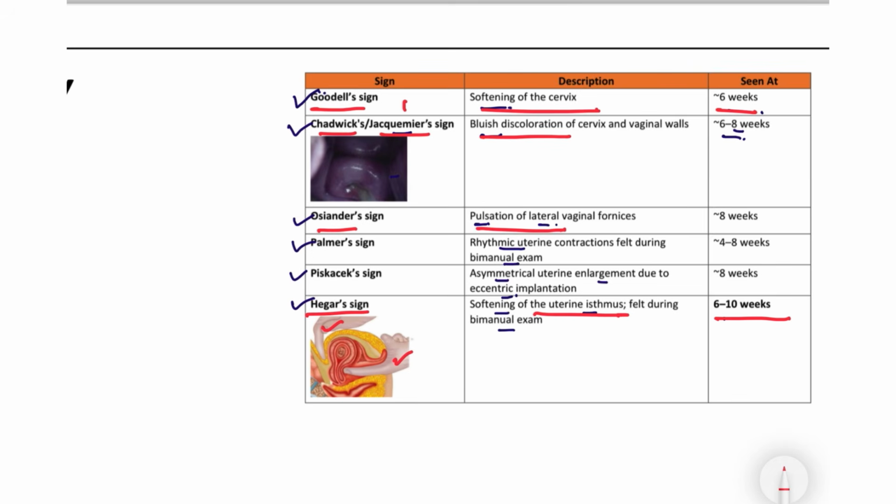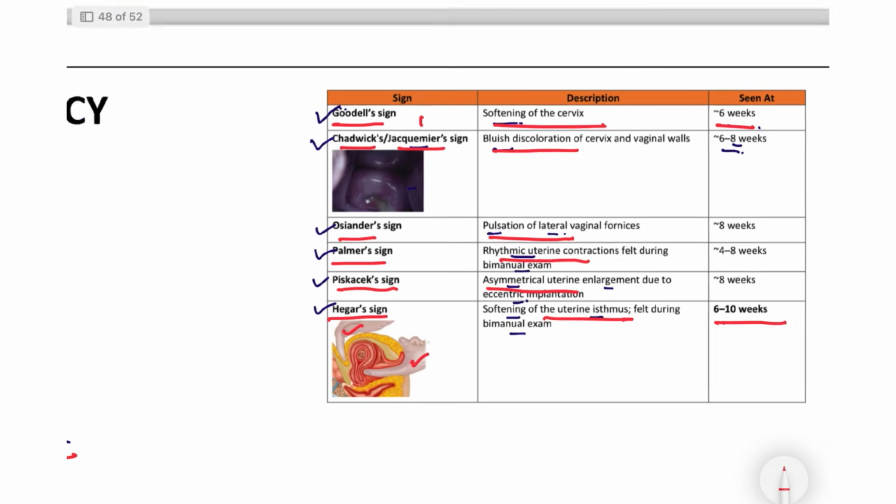Osiander sign, pulsation of the vaginal fornix. Palmer sign is the rhythmic uterine contractions. Piskacek sign, this is the asymmetrical uterine enlargement that is seen.